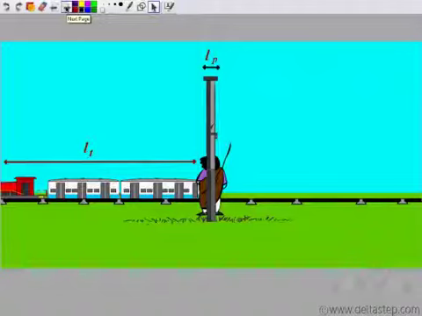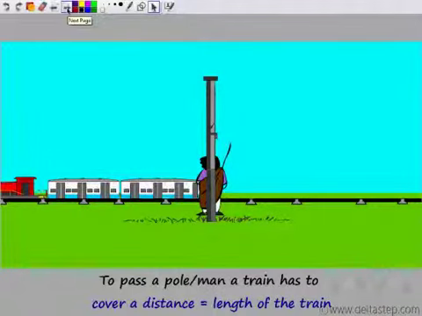Now the length of the pole is very small in comparison to the length of the train. Hence we can ignore this distance. What we say is that when a train has to cross a pole or a man, the distance it actually covers is nothing but the length of the train only. So the distance that this train covers to cross this pole is nothing but the length of the train itself.